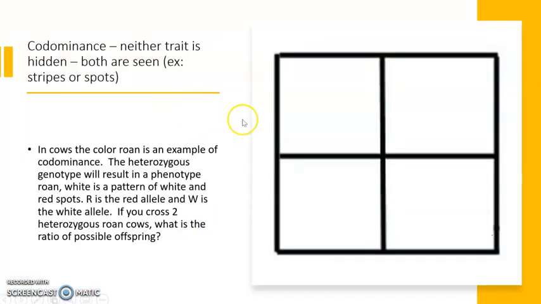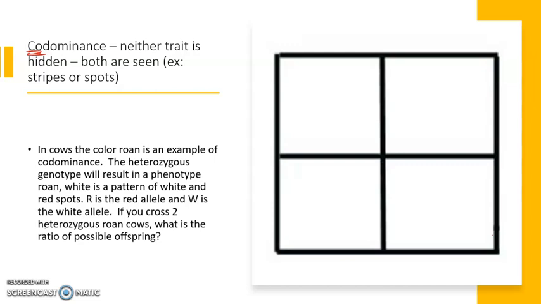Codominance and incomplete dominance. In codominance, what's going to happen is neither trait is dominant, right? They are both dominant. They are co-dominant. Think of cooperating. You work together, right? They are co-dominant together. So you will see both traits. Neither one will be hidden. Examples of this would be stripes or spots. So for example, in cats, a cream and gray striped cat will have an allele for the cream and an allele for the gray. So you will see both cream and gray stripes on that cat.